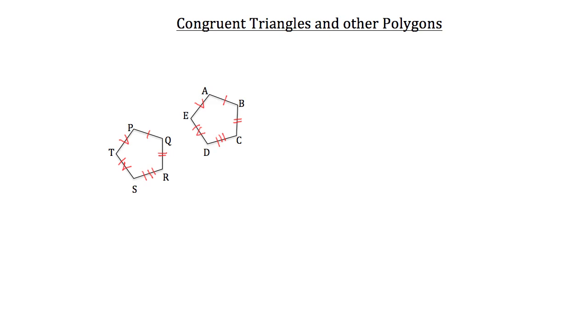First, I'm going to bring in two polygons. Here we have two pentagons. From the congruency tick marks I've drawn, you can tell which sides are congruent. For example, let's call this top pentagon, which I'm going to mark in blue, pentagon number 1, and the other pentagon will be pentagon number 2.